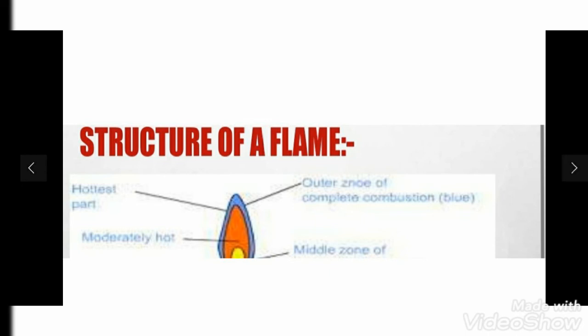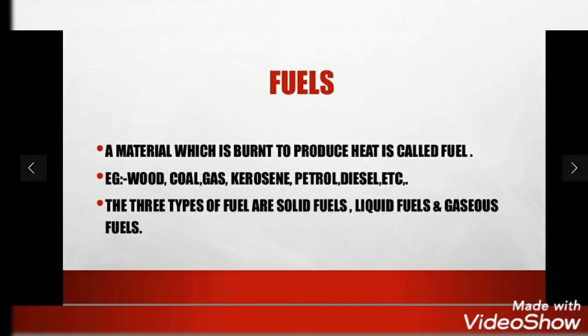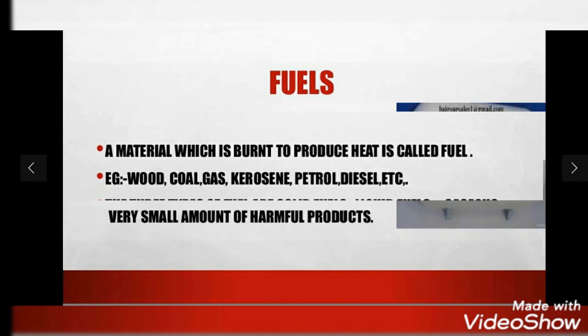Like if you see a candle, the candle flame also burns. Now comes fuels. What are fuels? A material which is burnt to produce heat is called a fuel. For example, wood, coal, gas, kerosene, petrol, diesel, they all come under the category of fuels. The three types of fuels are solid fuels, liquid fuels, and gaseous fuels. The solids come under solid fuels, and liquids under liquid fuels.